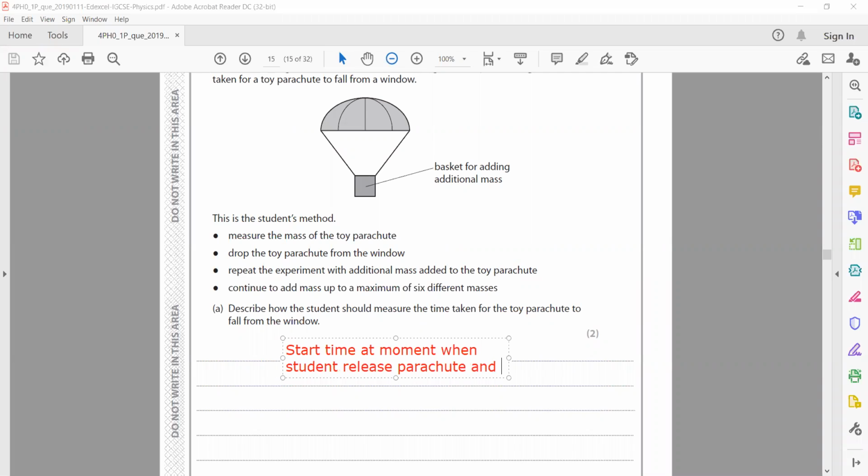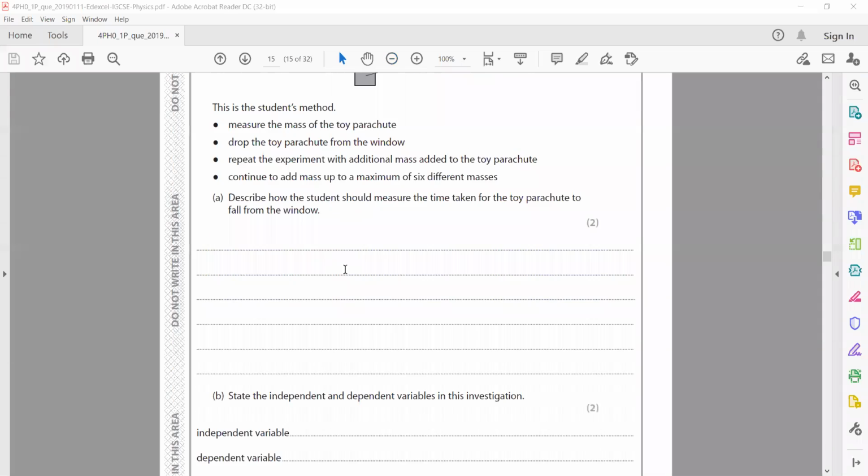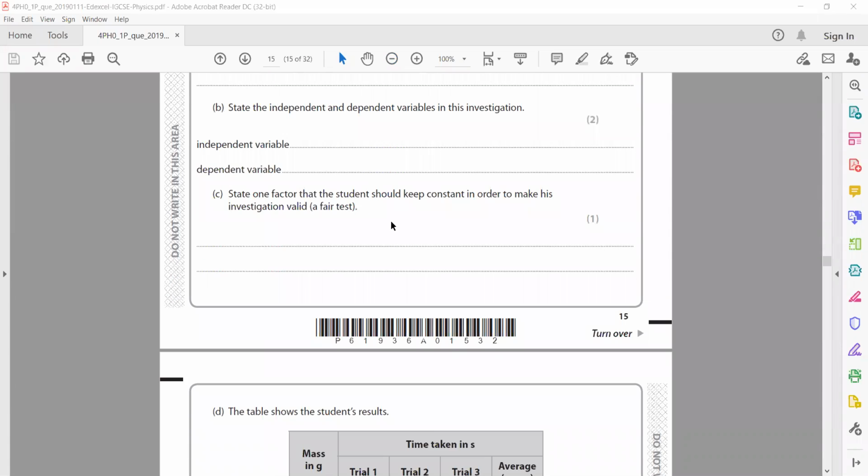And stop the timer when the parachute lands on the ground. That will be the time interval for the parachute to move from the window to the ground level. State the independent and the dependent variable. So independent, because he's changing the mass and the time for the parachute to drop will change. So the mass is independent and the time is dependent, depending on the amount of mass.